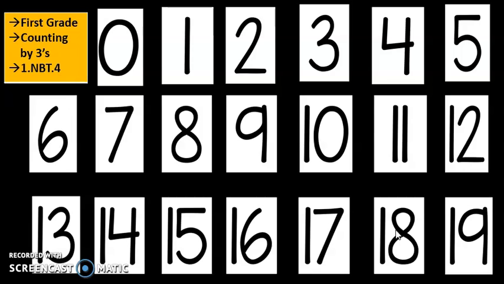Now, let's say our threes. I'm going to move the mouse now on the numbers that we saw. Watch me, let's count together. Count with me. 0, 3, 6, 9, 12, 15, 18. Let's try one more time.